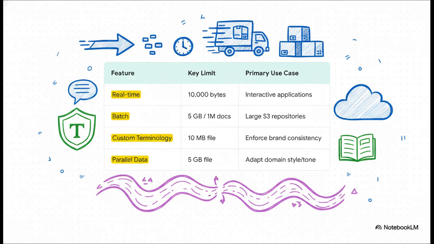Let's drill this down. Real-time translation: think small and fast with a 10,000 byte limit per request. Batch translation: think massive, up to 5 gigabytes total. Custom terminology for brand names using relatively small 10 megabyte files, and parallel data for style, where you can use huge 5 gigabyte files for training. If you can remember these limits and their primary use cases, you are in fantastic shape for the exam.